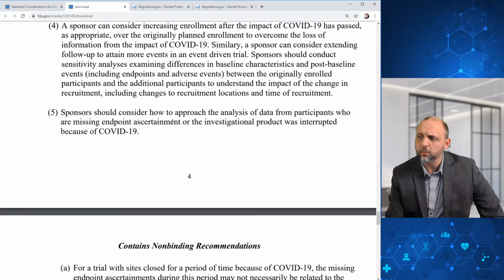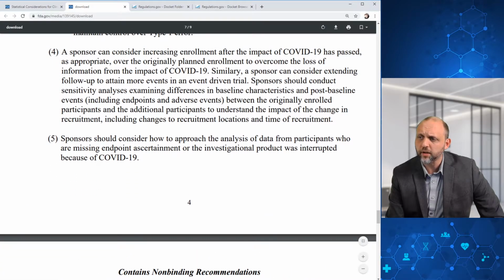And here, number 4, in terms of strategies, a sponsor can consider increasing enrollment after the impact of the public health emergency has passed, as appropriate, over the originally planned enrollment to overcome the loss of information due to the impact of the public health emergency. And similarly, a sponsor can consider extending follow-up to attain more events in an event-driven trial.